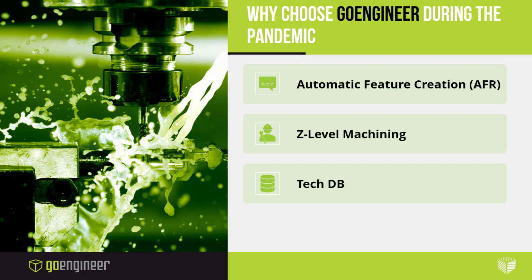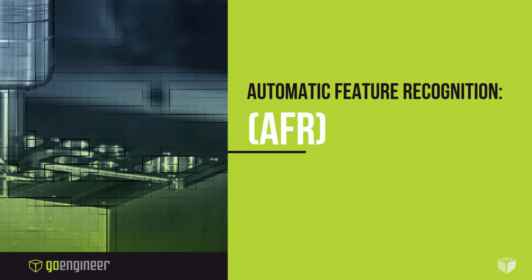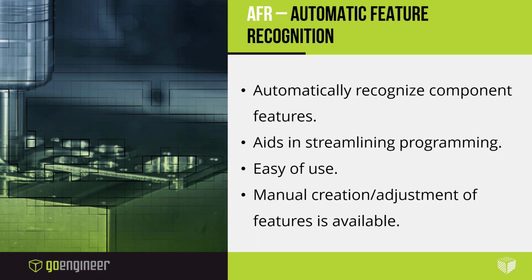That really gets us into the first portion here, which is automatic feature recognition. It is what's used ultimately by the program to get things set up to start working for the user. As I've said a couple times, it automatically recognizes component features, meaning it knows what a hole is, what a fillet is, what a pocket is, facing, and stuff like that.